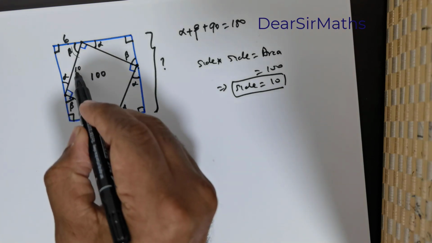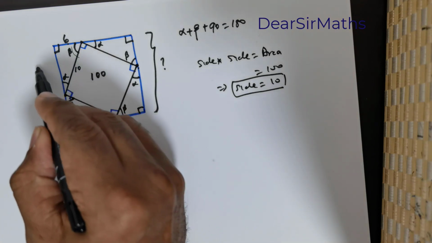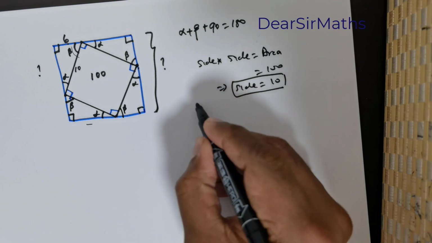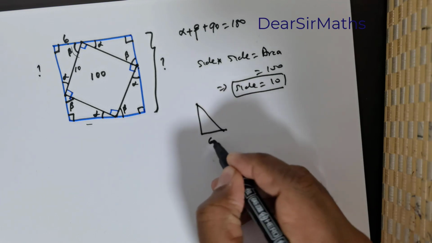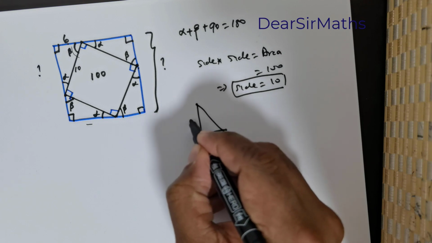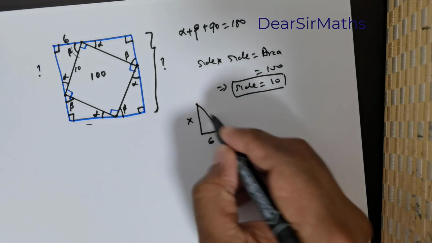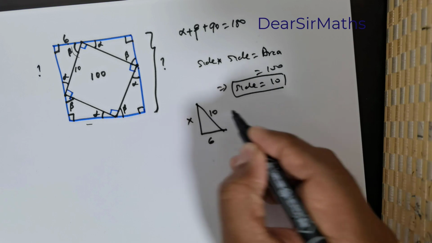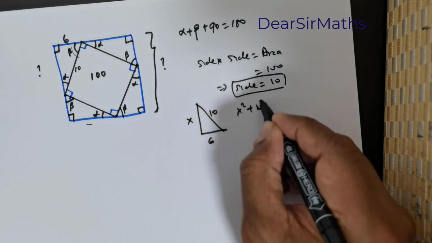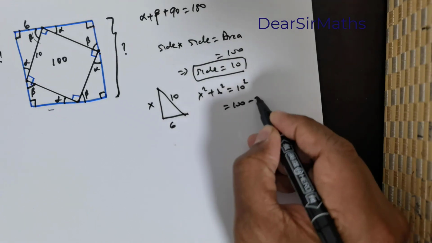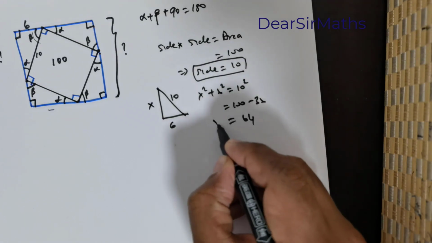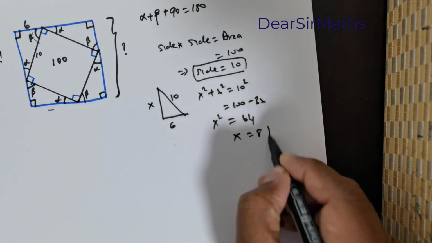Now this is 10 units, this is 6 units, so what would be this? So clearly if I were to draw the triangle, I got this to be 6 units. I don't know what this is, so let this be x. This hypotenuse is 10 units. So x squared plus 6 squared is equal to 10 squared. So 100 minus 36, which is 64. So x squared is equal to 64. So x is equal to 8 units.